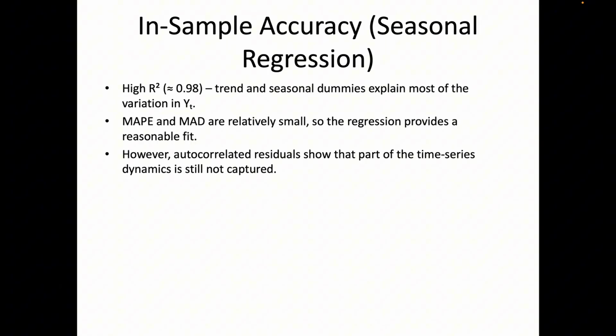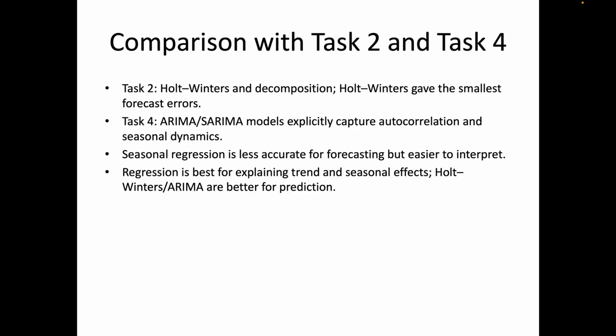In terms of overall accuracy, the seasonal regression has a high R squared of approximately 0.98, so trend and seasonal dummies explain most of the variation in Y_T. MAPE and MAD are relatively small, so the regression provides a reasonable fit. However, there are also correlated residuals, so part of the time series dynamics is still not captured.